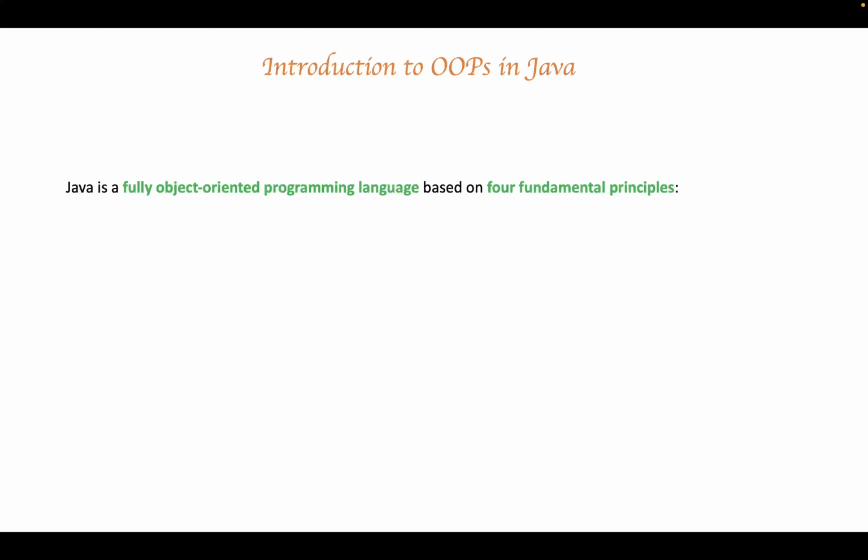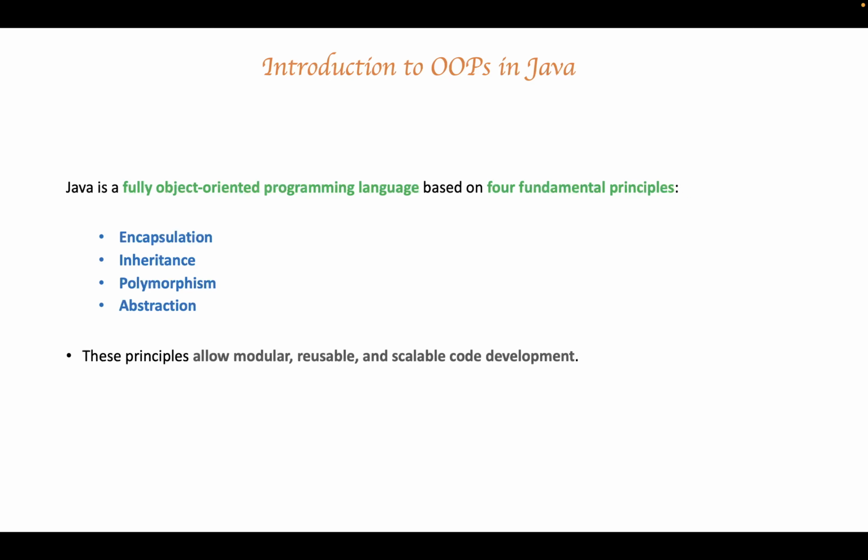Java is a fully object-oriented programming language based on four fundamental principles. Remember these four fundamental principles. Number one, encapsulation. Number two, inheritance. Polymorphism. Abstraction. These principles allow modular, reusable, and scalable code development. OOPs model real-world objects, making software design efficient and maintainable.